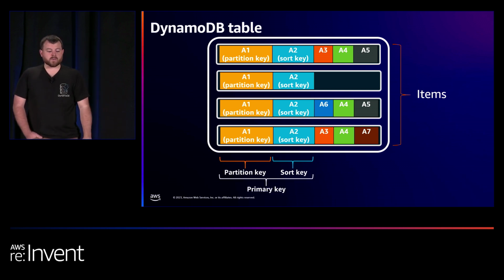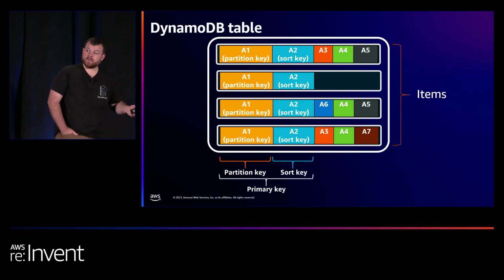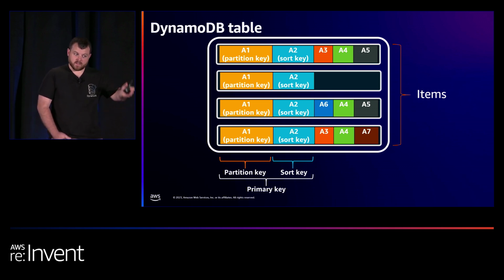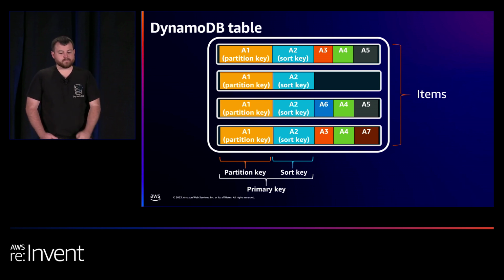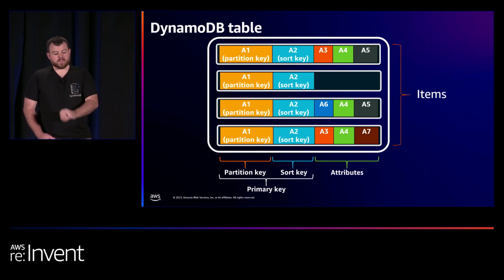So the partition key and sort key together make up the primary key. You need to make sure that is a unique pair of attributes. If you create a table with just a partition key, you're treating us as a key value database. The partition key is the primary key, and then any other attributes are non-key. So those other attributes come into play.